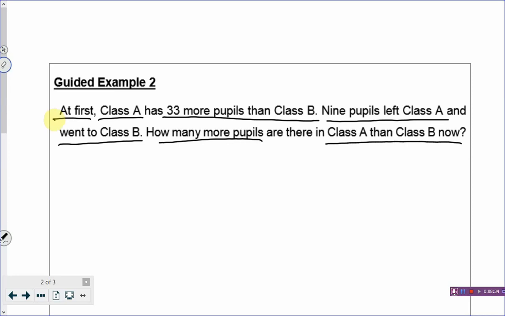So is this a before and after problem? Yes, because you see the words at first, which is before, and then you see the word now, which is after. And then what is the change?